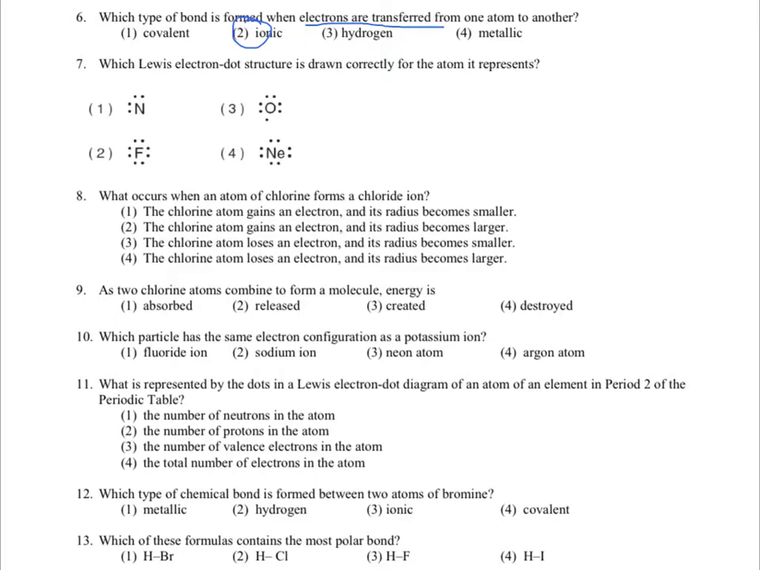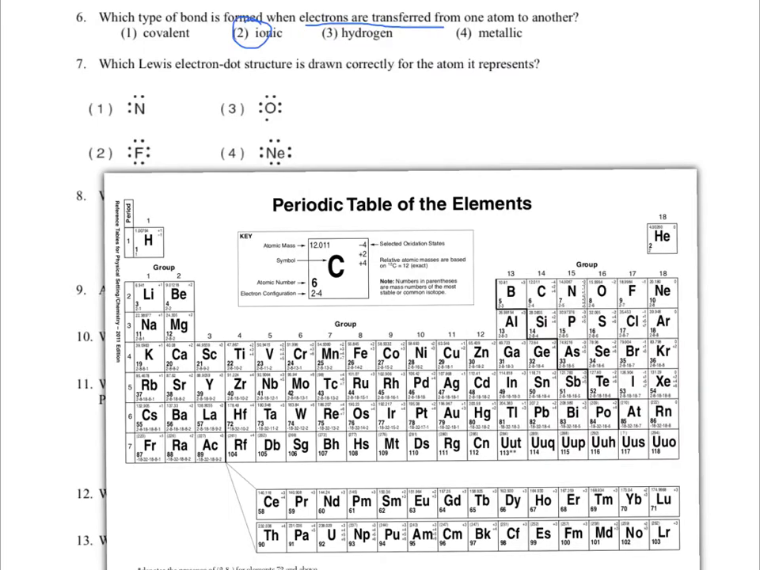Next, we're asked to look for the correct Lewis dot diagram. In order to do so, we should refer to our reference table. Recall that Lewis dot diagrams represent the number of dots in the valence or outermost electron shell. Nitrogen, whose electron configuration is 2,5, has a valence of 5. This nitrogen only has 4 dots, so this is not an appropriate structure.